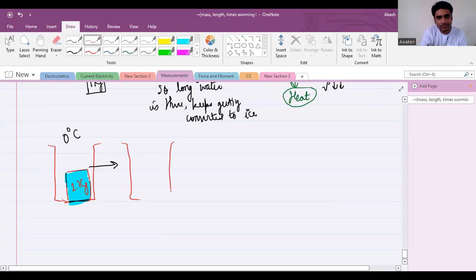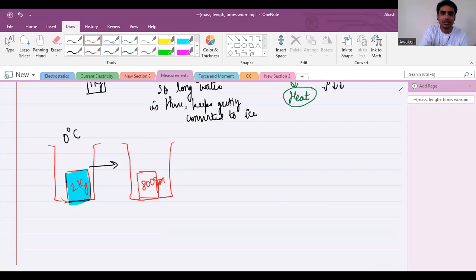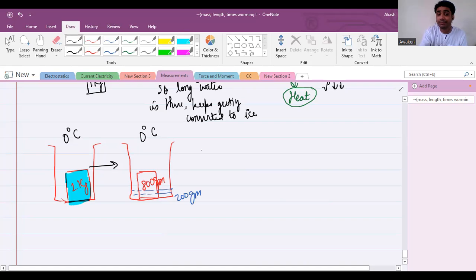Say for example, now the ice becomes a little smaller in size. Say 800 gram remained. So how much gram got transformed to water? 200. So you have 200 gram water and 800 gram of ice. What is the temperature? 0 degree. Temperature will not change until all the ice gets transformed.